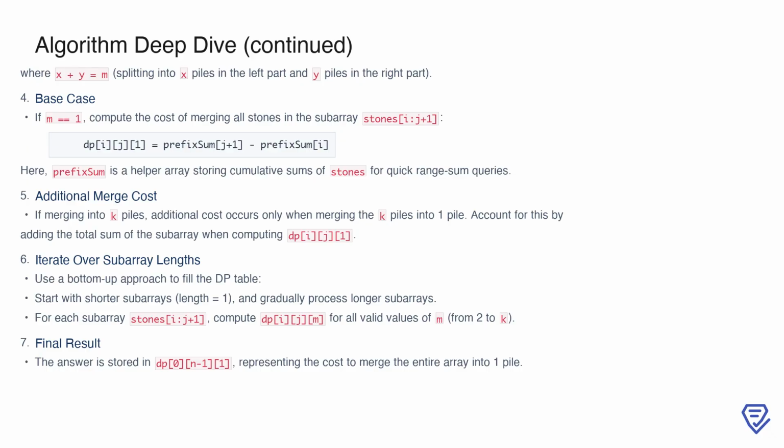To fill the DP table, we use a bottom-up approach, starting with shorter subarrays and gradually progressing to longer ones. For each subarray, we calculate dp[i][j][m] for all valid values of m, ranging from 2 to k. Ultimately, the minimum cost to merge the entire array into one pile is stored in dp[0][n-1][1].